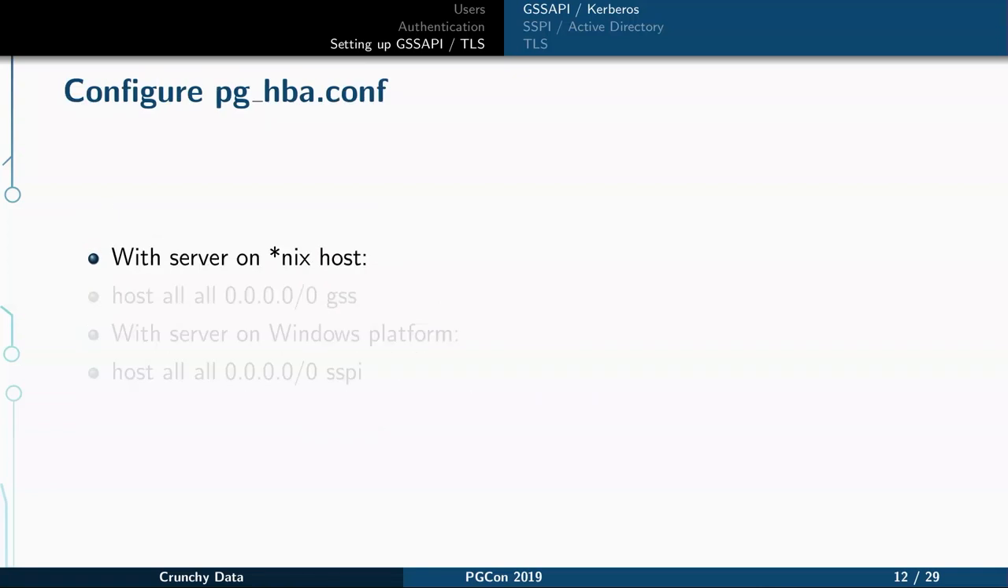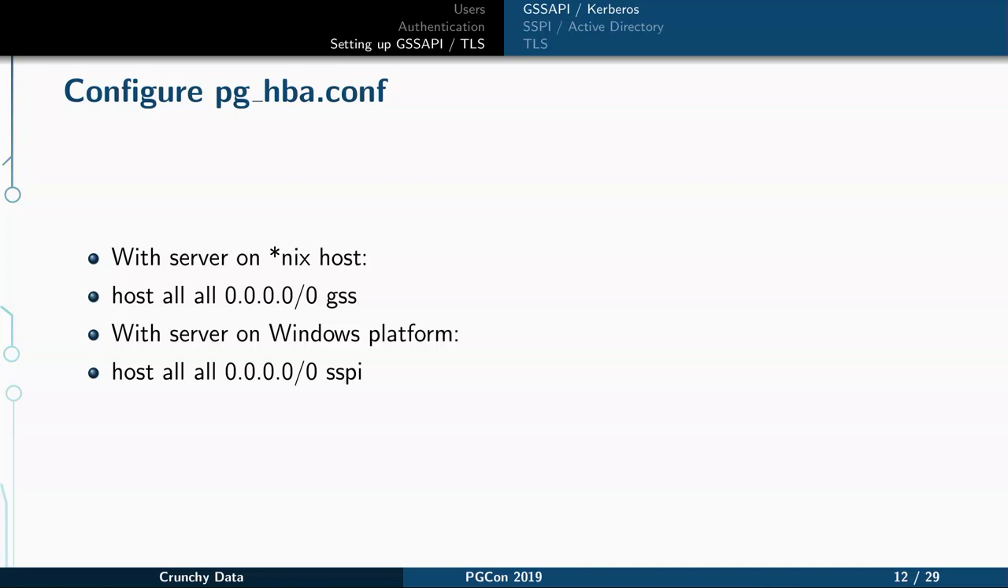All right, so pg_hba.conf, you need to configure it like this: host all, blah, blah, blah, gss. Pretty straightforward. If you have a server on a Windows platform, a lot of that goes away, because on the Windows platform we're able to essentially leverage the fact that the SSPI stuff is all built in, and we can just ask SSPI, which is pretty nice. But on Windows, you would configure Postgres with SSPI instead.